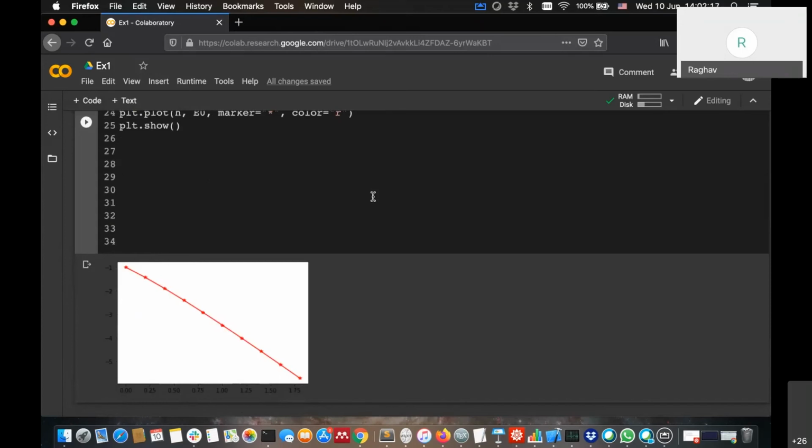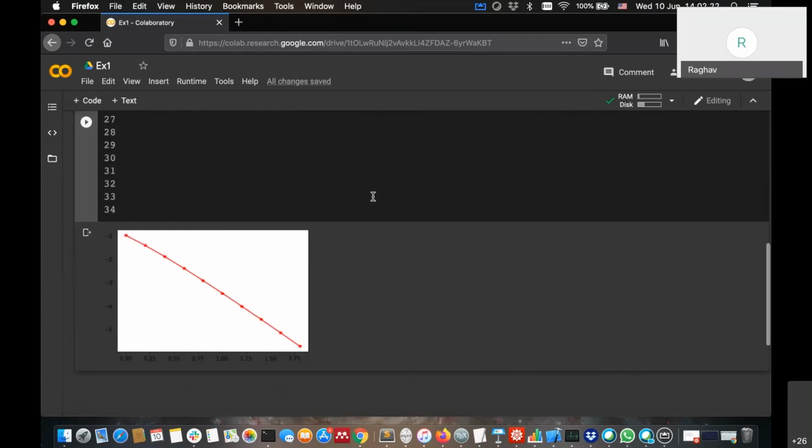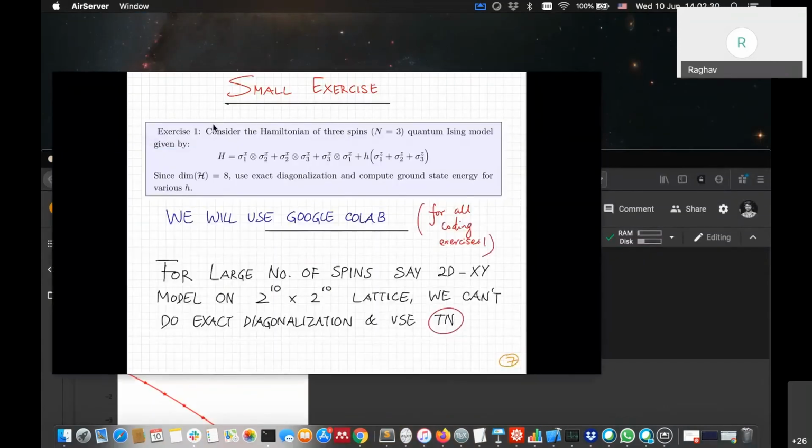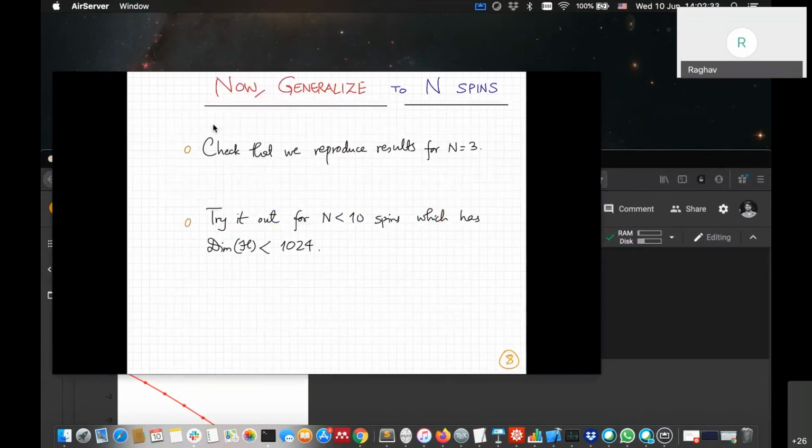Okay. So are there more questions here? Okay. If not, I will try to go back to my iPad here and then talk about the next thing we have to do. Now, the next thing we should do is we have to generalize this to n spins, right? And then once we generalize this for n spins, a good check is that we reproduce the results for n equal to 3, which we just did. And then we'll try it for some n less than 10. For 10, the dimension is 1024. Okay, so we'll do it for some n.